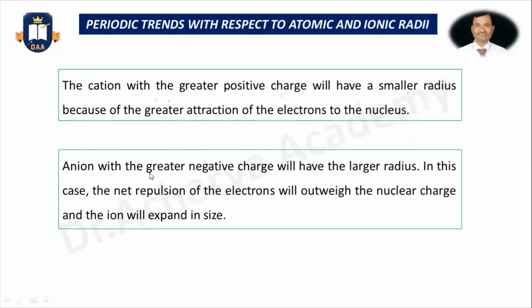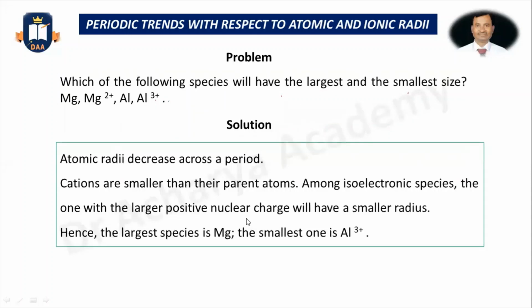An anion with the greater negative charge will have the larger radius. In this case, the net repulsion of the electrons will outweigh the nuclear charge and the ion will expand in size.